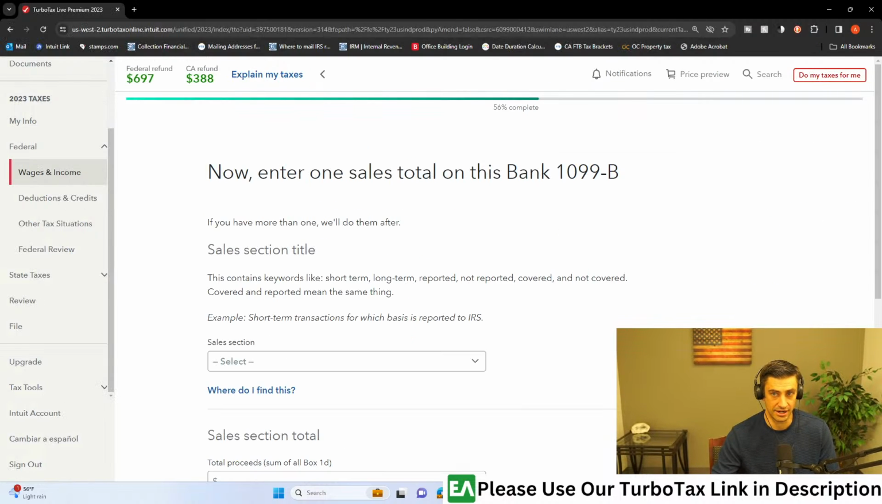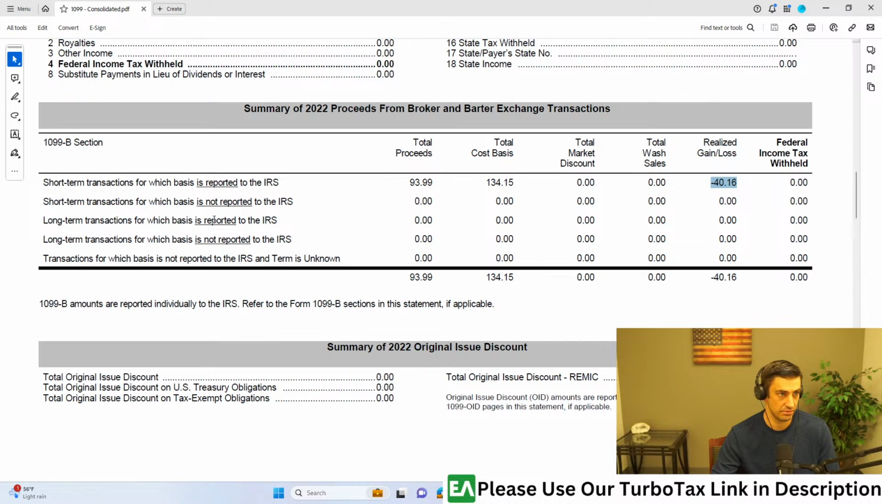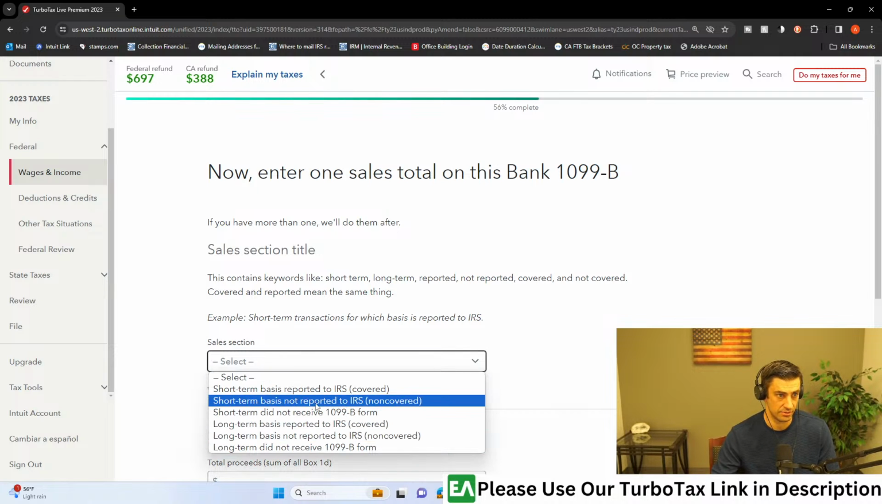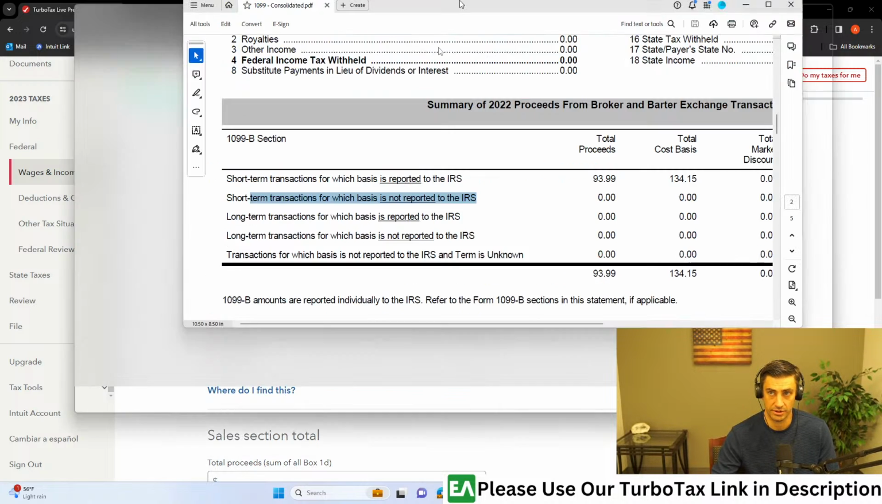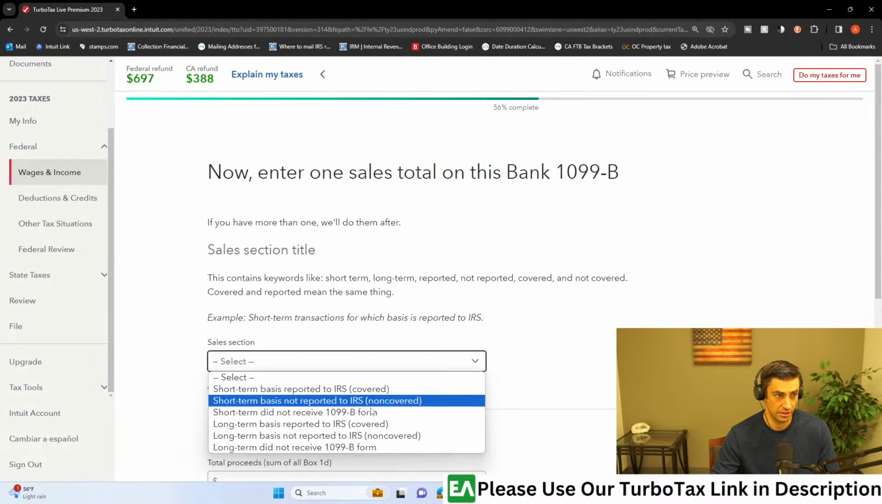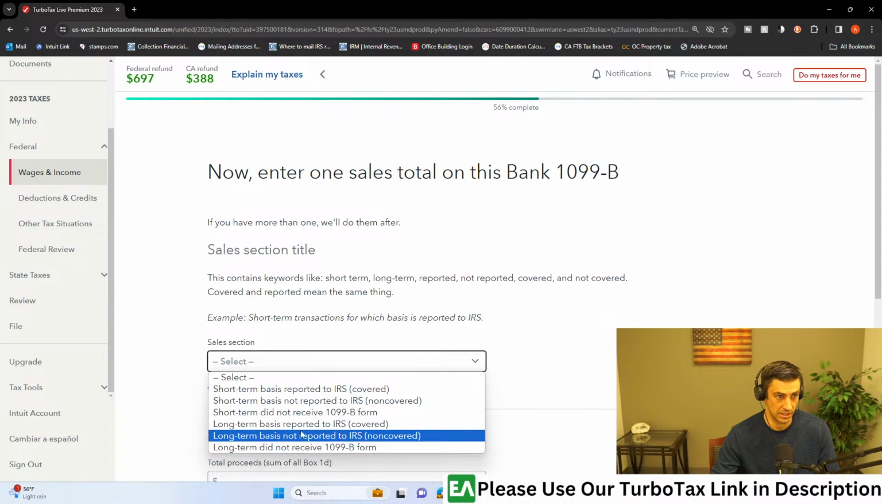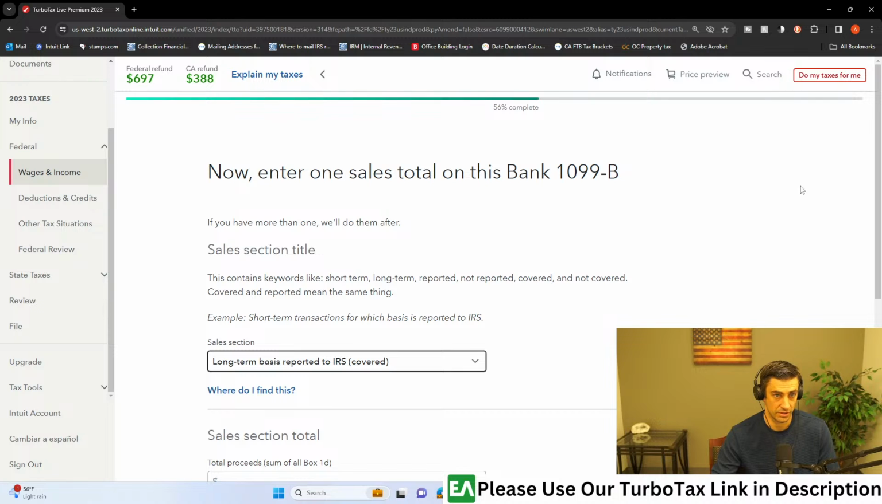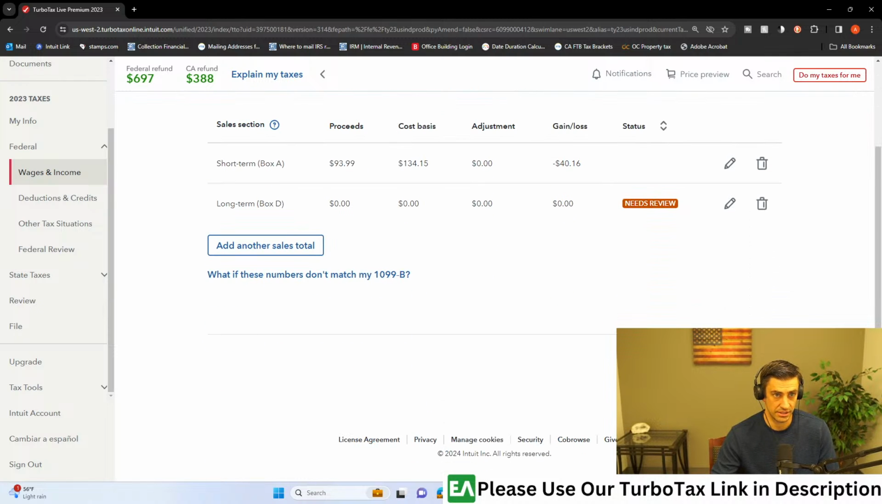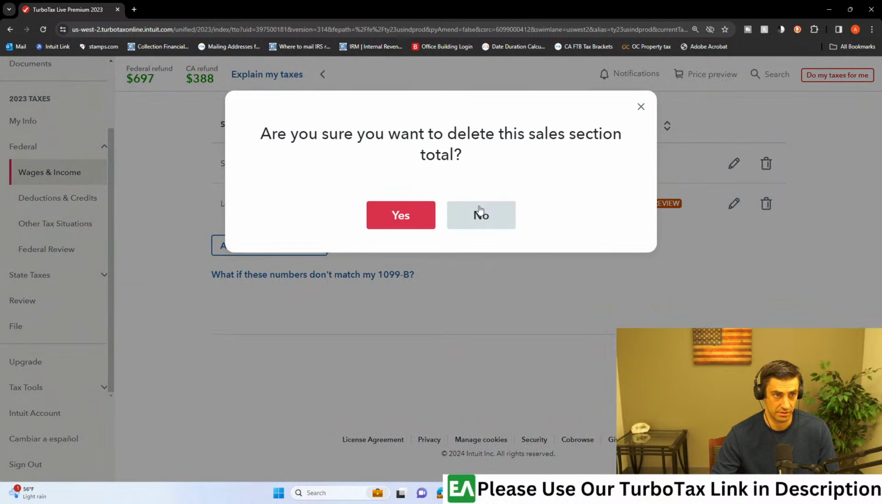And then you could just add another one, right? Another common one would be, let's say this right here, which is not reported. You could just do that as well. Or if we have one of these long-term, this is also common, basis reported, that would be another one. There you go. So there's that. I'm going to hit back, but I don't have that. Let's see, continue. We're going to trash that one.